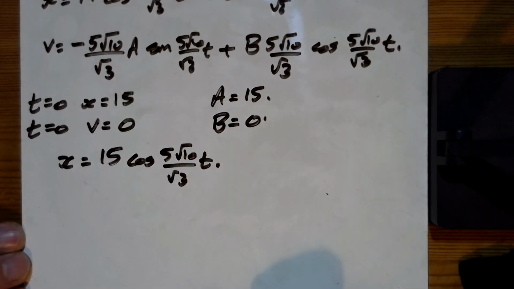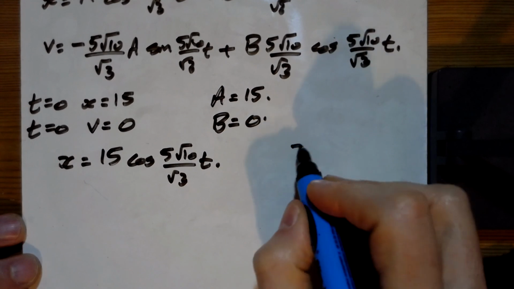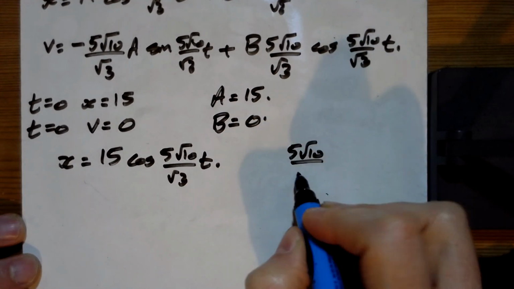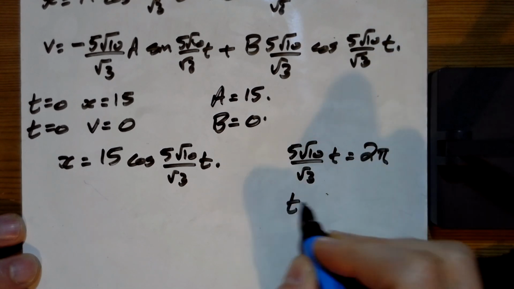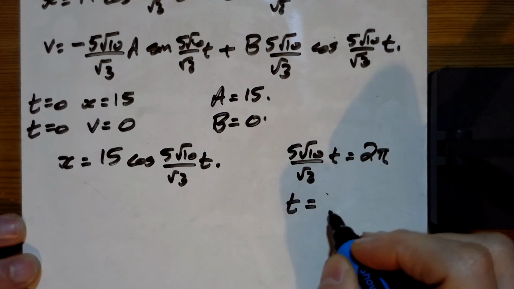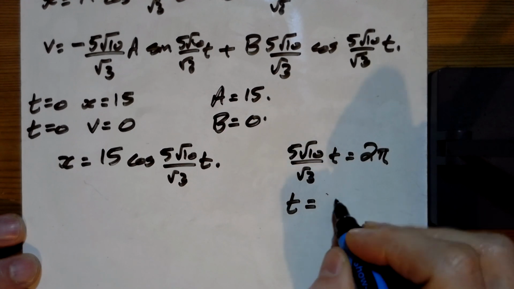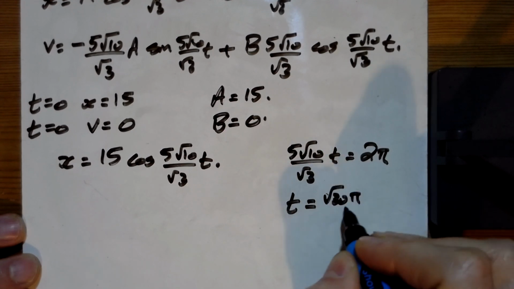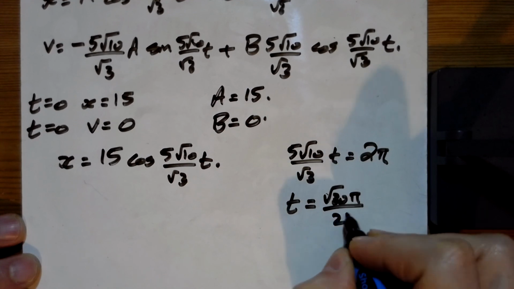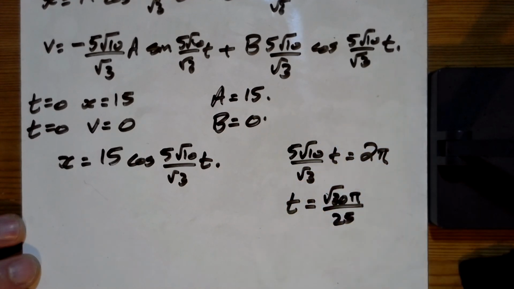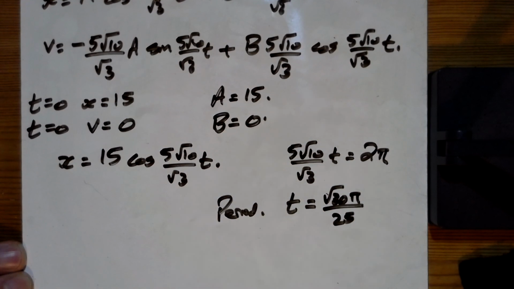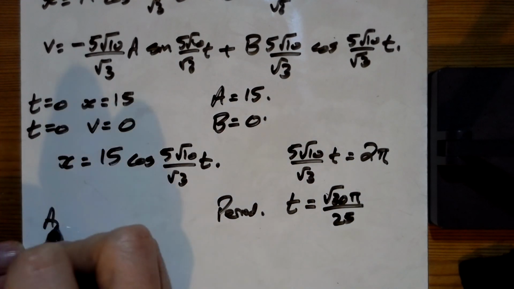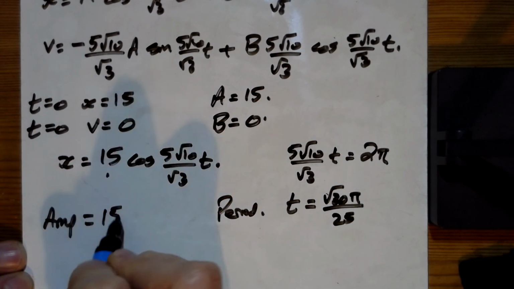The period of this oscillation is going to be 5 root 10 over root 3 t equals 2 pi, and so t for that one is going to be root 30 pi divided by 25. Do we need that as a decimal? We could tap that on the calculator and find out what it's going to be. So that is your period. And the amplitude, we can see, is just that number there. The amplitude is 15.